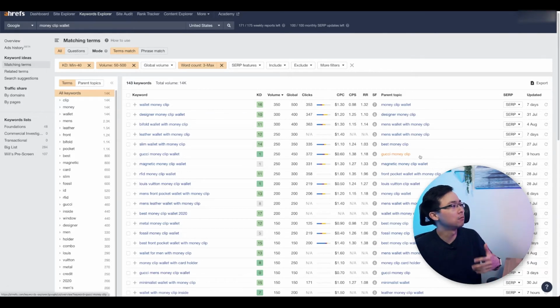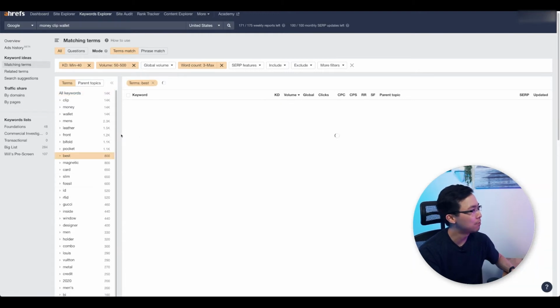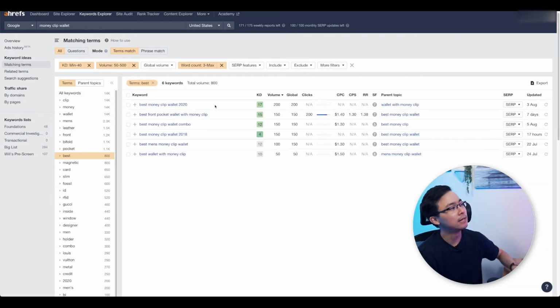So whenever you're working through this, what I want you to do is look at not just the terms themselves, but what they're actually being grouped into. So for example, I can filter for just the things related to best, and you can see that from this, I would get a potential content idea of creating something on the best money clip wallet for the year 2022 or something like that.